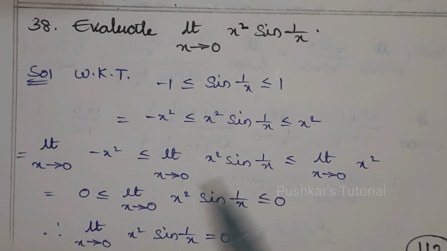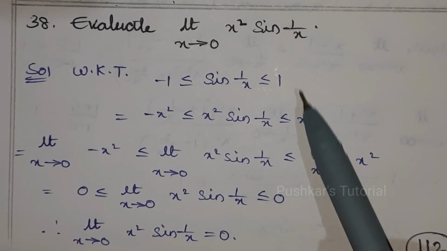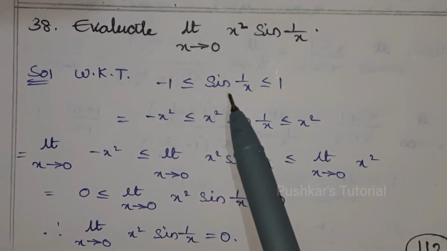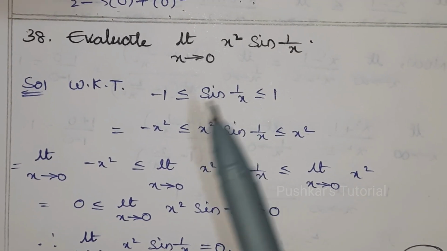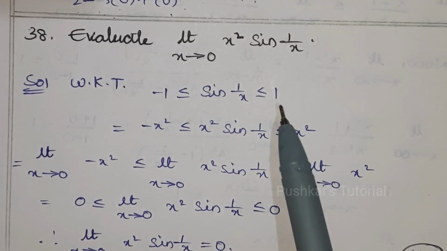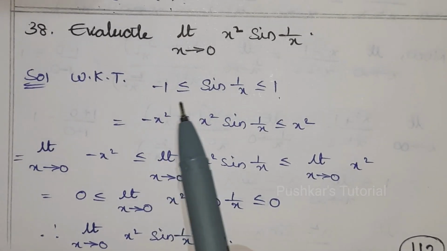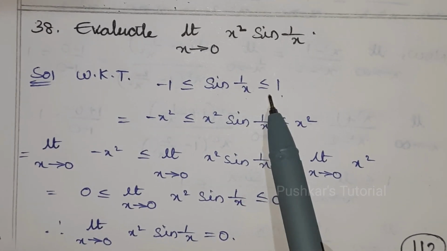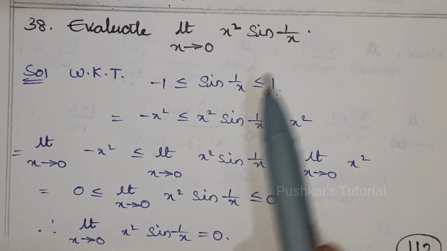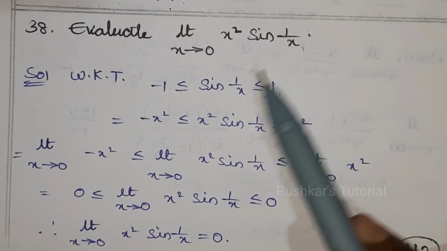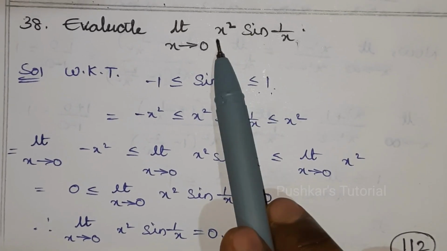Important problem. Here students will write blindly, but the steps should be like this. We know that sine of any angle lies from -1 to +1. So -1 is less than or equal to sine of 1 by x, which is less than or equal to 1. Instead of theta I am taking 1 by x because the question is given as 1 by x.